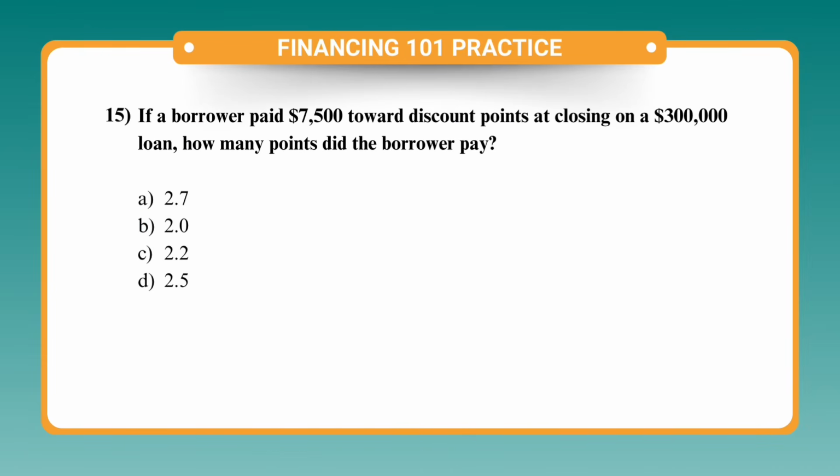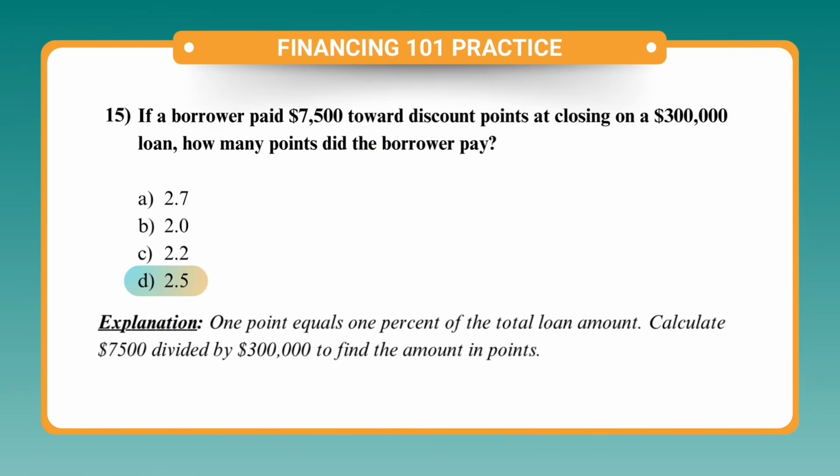Number 15. If a borrower paid $7,500 toward discount points at closing on a $300,000 loan, how many points did the borrower pay? The answer is D, 2.5. 1 point equals 1% of the total loan amount. To calculate this, you're going to get $7,500 and divide by $300,000 to find the amount in points paid.